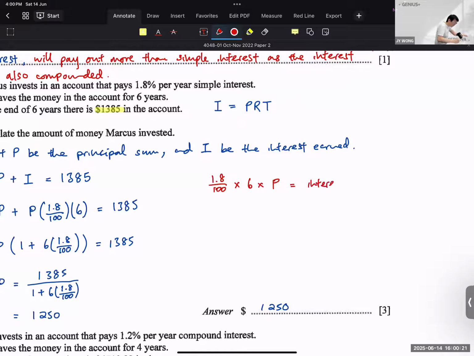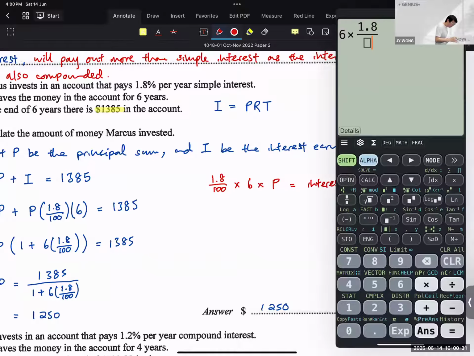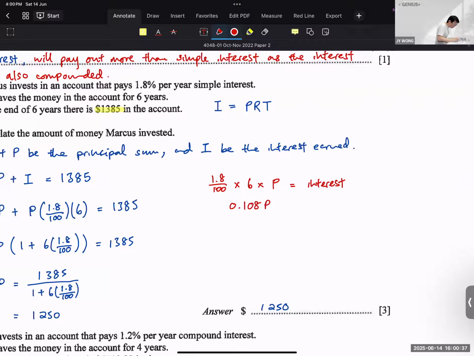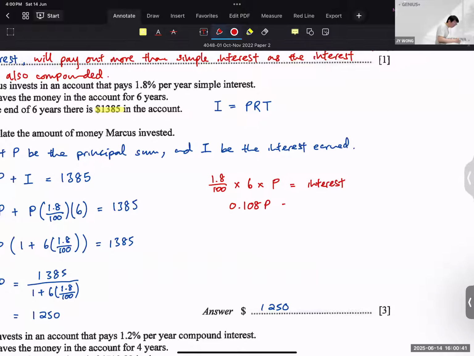You should know how to calculate the interest, right? Make sense? You let P be the principal sum, this will calculate the interest, right? So this will give you, for example, 6 times 1.8 out of 100. You will get 0.108P, which is what the calculator shows, right? So this is your interest.